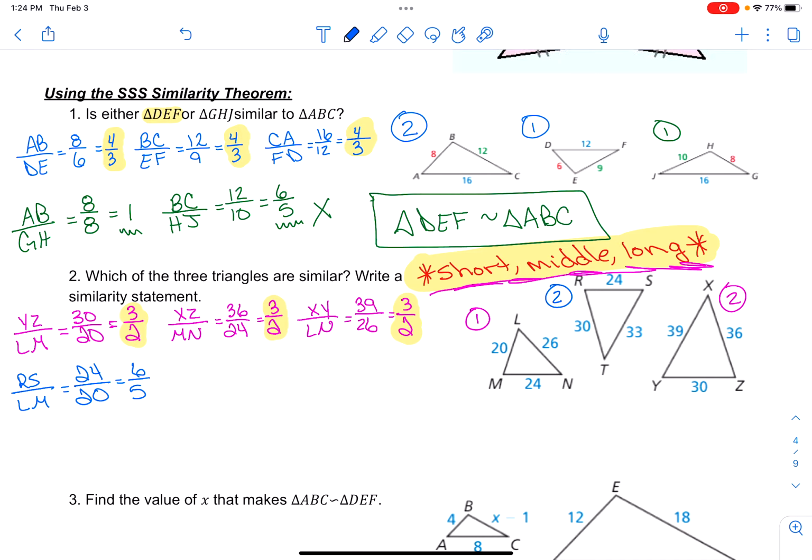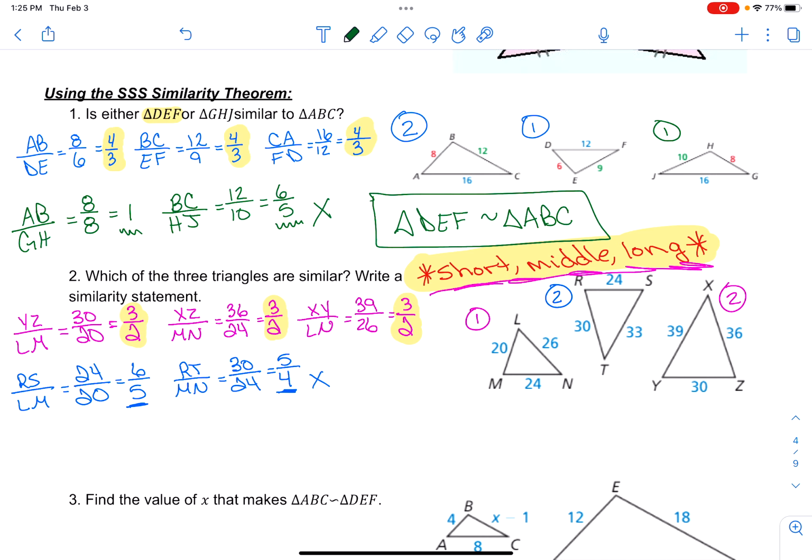Our middle length is RT, and again, MN. RT is 30, and MN is 24. And then, in this case, 6 goes into 30 5 times, and it goes into 24 4 times. So already notice that our sides do not match up.